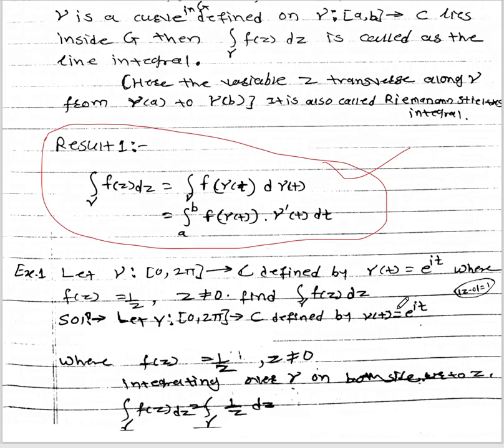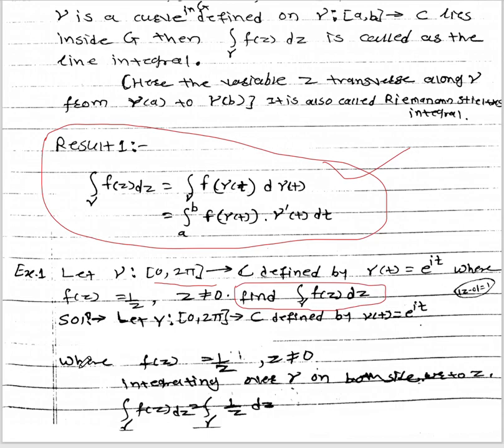Okay, so here we have given a curve gamma of t which is equal to e raised to power it, where t lies between 0 to 2 pi. And the function f of z is given as f of z equal to 1 upon z, where z is not equal to 0. So here we have to find the integral over gamma of f of z dz.